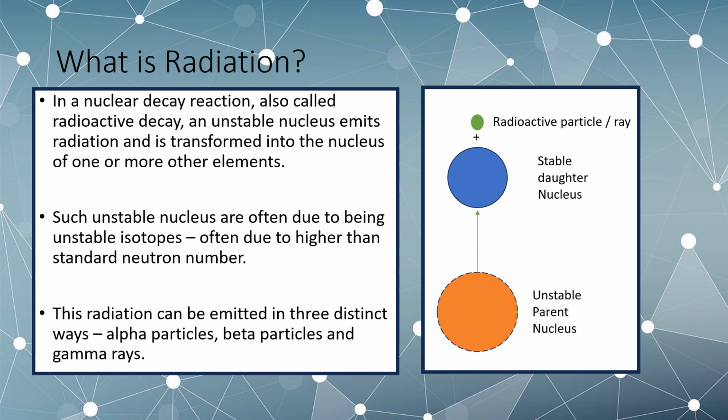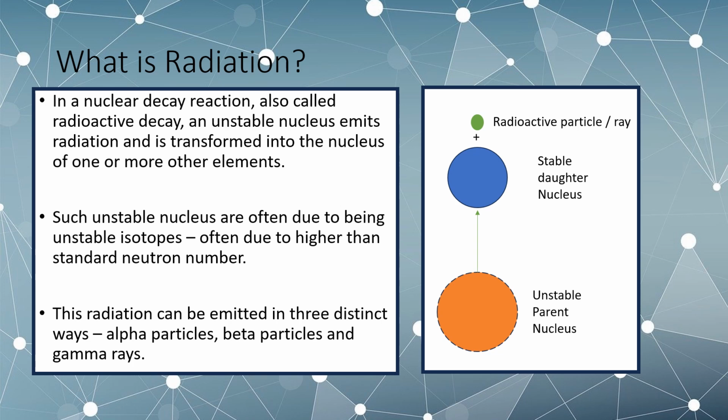Such unstable nuclei are often due to being unstable isotopes. Remembering isotopes are atoms of the same element with varying numbers of neutrons, and these are unstable usually due to having a higher number than the standard neutron number. If you need a bit more of a refresher, check out our isotopes video before going any further.